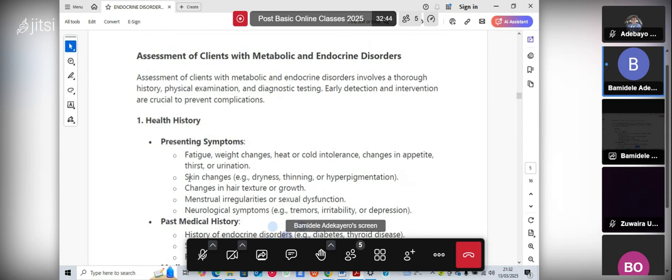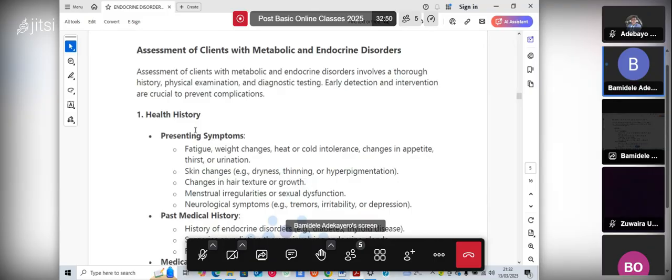The first thing in our assessment is the health history. You want to know what the patient is complaining of. So Mr. Jones has come to the hospital complaining of, according to this note, fatigue, weight changes, heat or cold intolerance, change in appetite, thirst or urination.